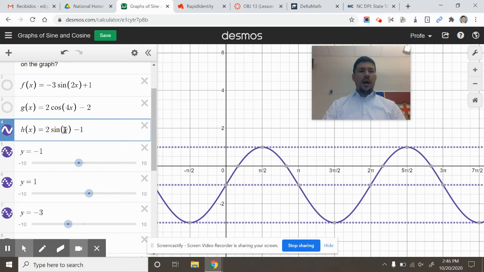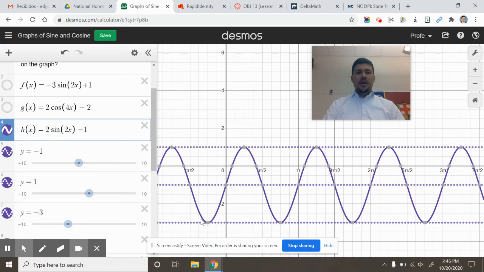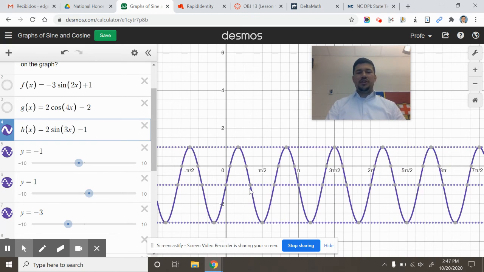Well, look at what happens when I change this to a 2. Now my cycle has gone from starting at 0 to ending at pi. So it's half the size. Think of it as a horizontal compression, right? The function is now twice as frequent. Well, if I make it 3 times as frequent, instead of having one period in a span of 0 to 2 pi, I now have 1, 2, 3 periods in a span of 0 to 2 pi.